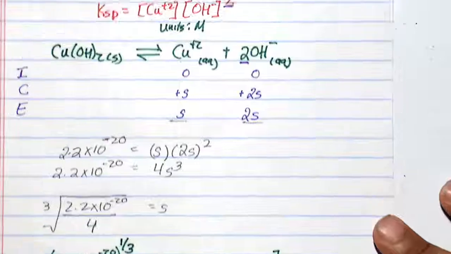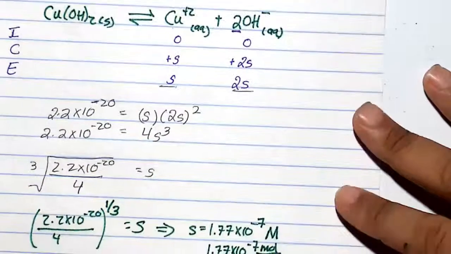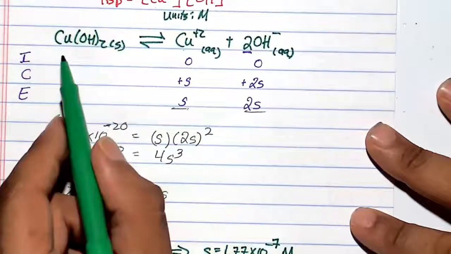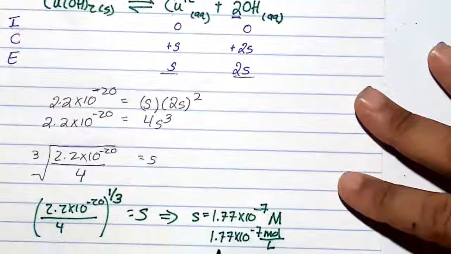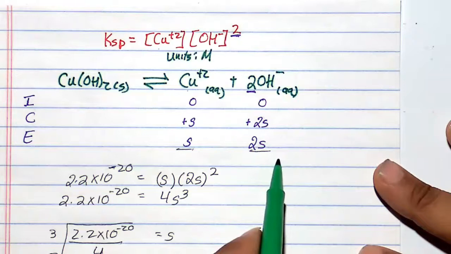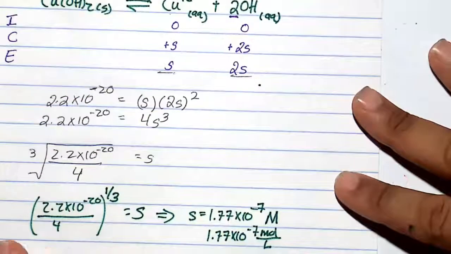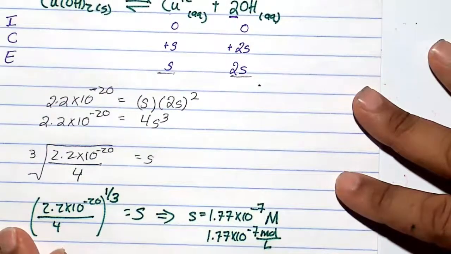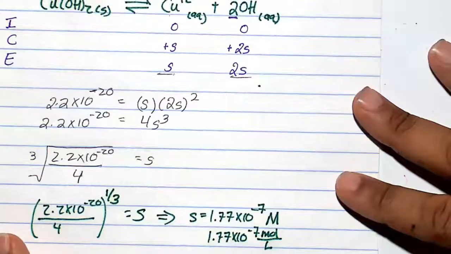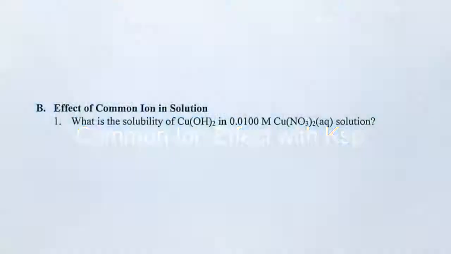Now if you want to get it to grams per liter, you can just multiply it by the molecular weight and do that corresponding conversion. So the solubility of copper ion in copper hydroxide solid is 1.77 times 10 to the minus 7. The solubility of hydroxide ion that goes into solution in a copper hydroxide precipitate is going to be 2 times 1.77 times 10 to the minus 7. So roughly about 3.4, 3.5 times 10 to the minus 7 is your solubility of copper ion and hydroxide ion in water by itself, by virtue of its KSP.